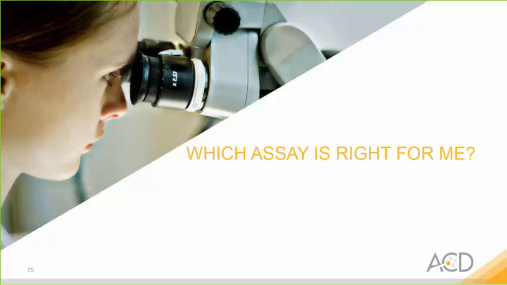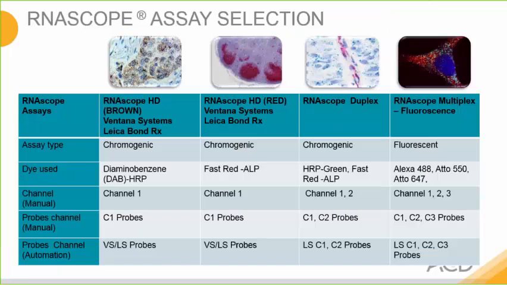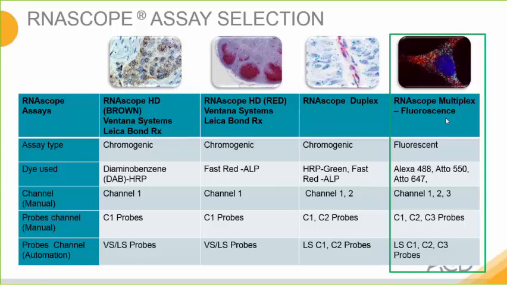Okay, so which assay is right for me? There are 4 different types of manual assays to choose from. The 2 main categories are the chromogenic assays and the fluorescent assays. The chromogenic assays can be singleplex or duplex. The fluorescent assays can singleplex, duplex, or do multiplexing for up to 4 colors to detect 4 different targets. So if you need to multiplex more than 2 targets, if you're doing co-localization studies, or if you're going to perform immunofluorescence with antibodies, or your tissue has endogenous GFP or RFP markers, then the obvious choice is the fluorescent assay.